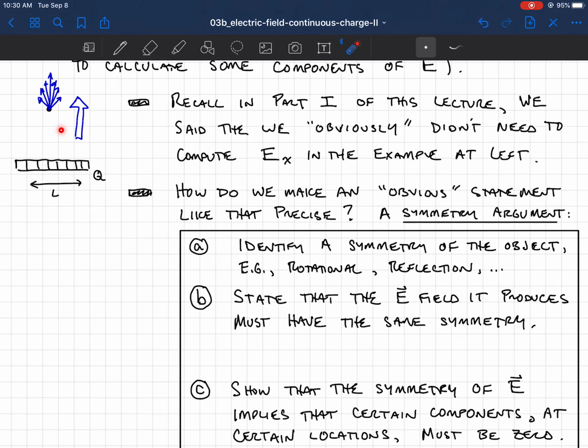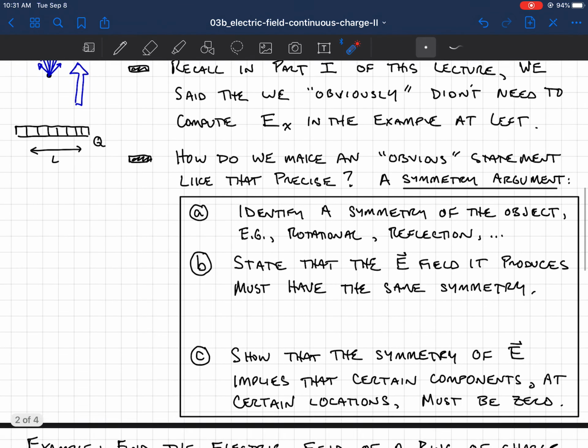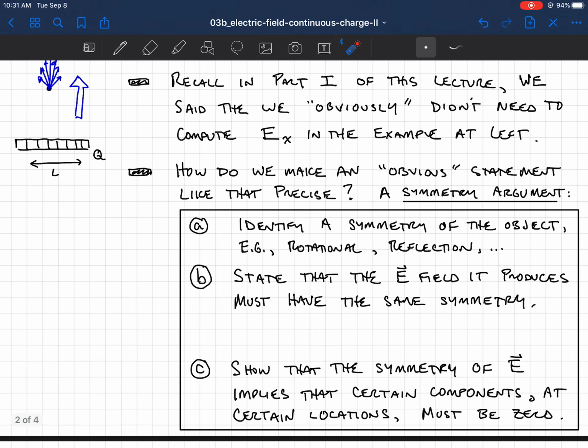So that leads to the understanding that we only need to find the vertical component of the vector as we're doing the calculation. And that's sort of an obvious thing. It's sort of intuitive. But what we want to do now is try and make that intuitive statement more precise.